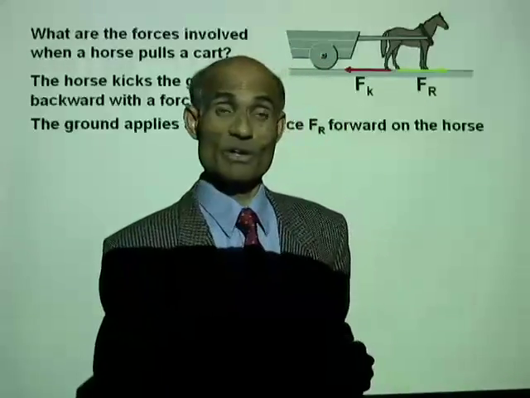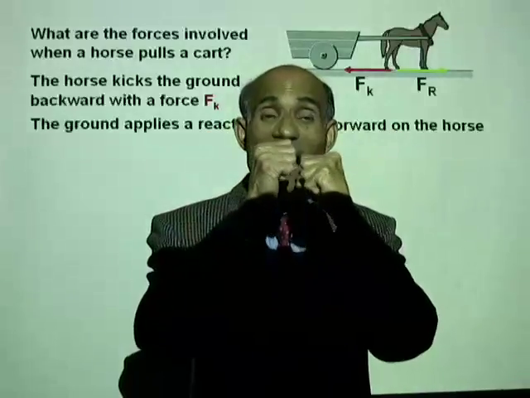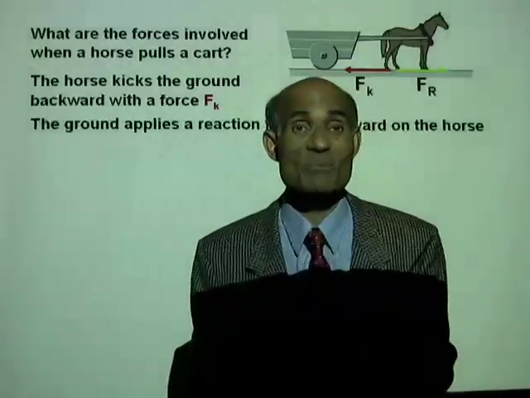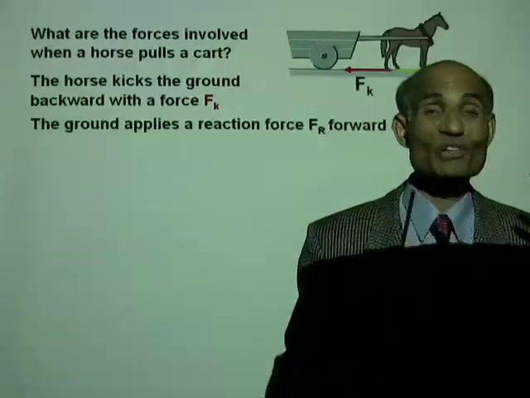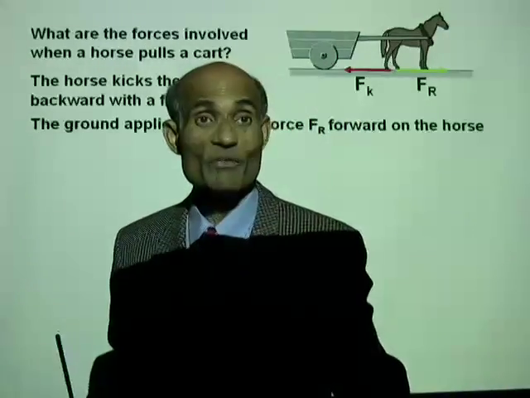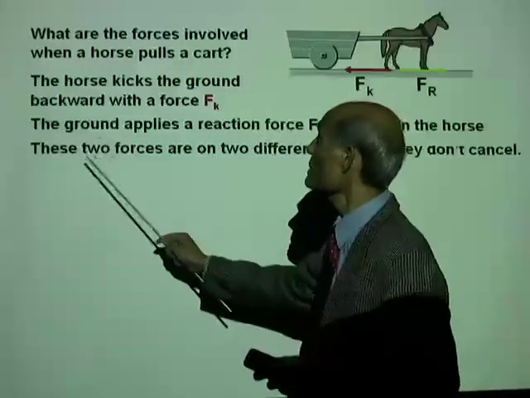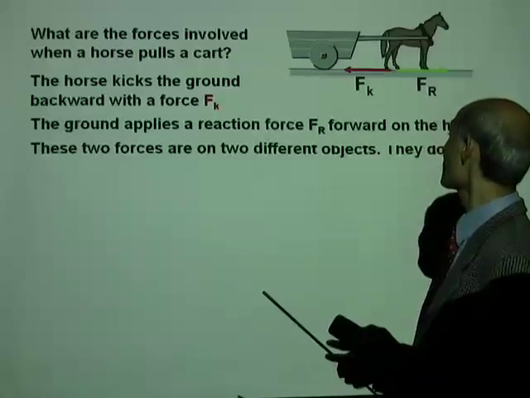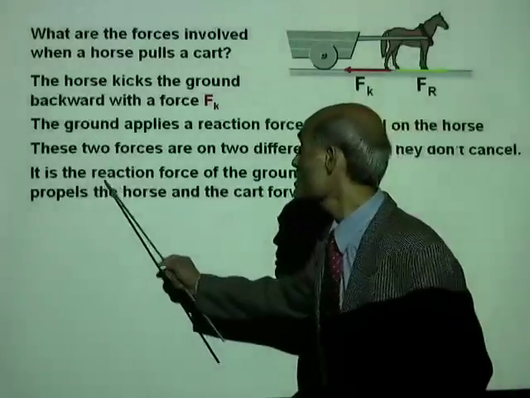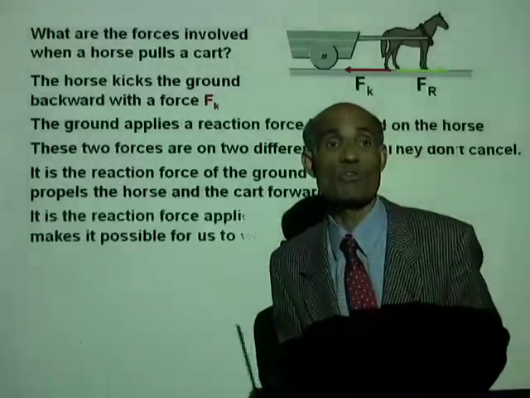Alright, so action and reaction forces will cancel only if they are acting on the same object. In this case, they are not acting on the same object. When we walk, they are not acting on the same object. You see, force pairs are all over. They don't cancel very often because they are on two different objects. It is the reaction force of the ground that propels the horse and the cart forward.